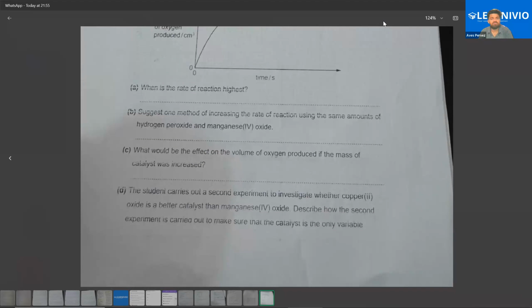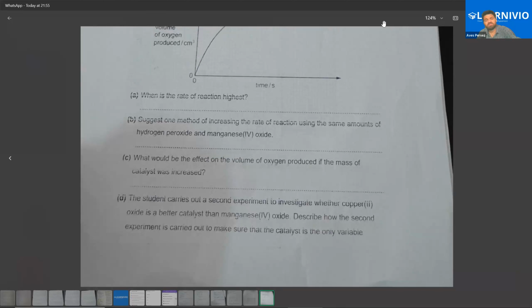Next. A student carries out a second experiment to investigate whether copper oxide is a better catalyst than manganese oxide. Describe how the second experiment is carried out to make sure that the catalyst is the only variable. It means the catalyst is going to perform.